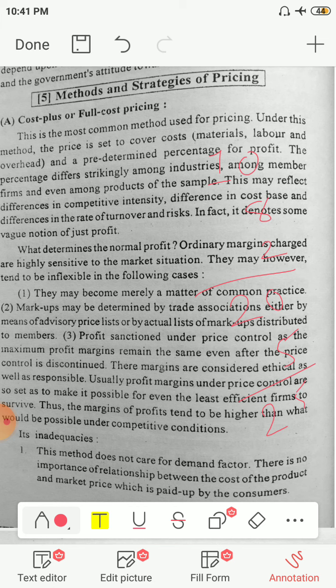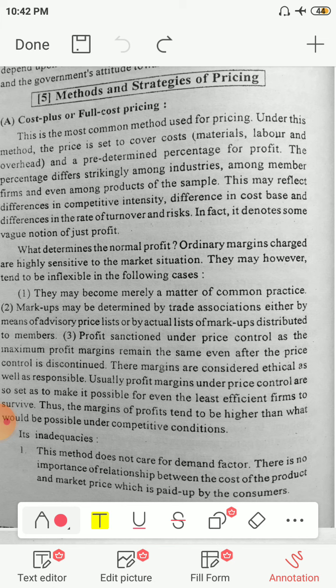And in reality, in the corporate world, in most situations, cost plus pricing is followed. Why? Because this is simple and it makes sure that your organization earns profit. Because we are adding profit, we have surety that our price will help to cover cost and it will contribute towards profit as well.